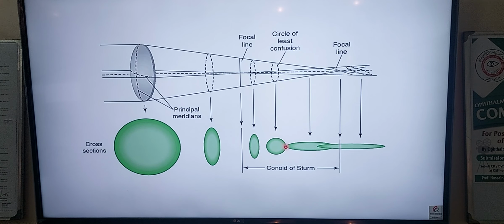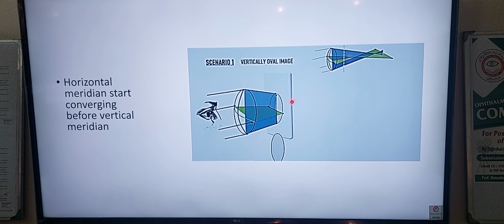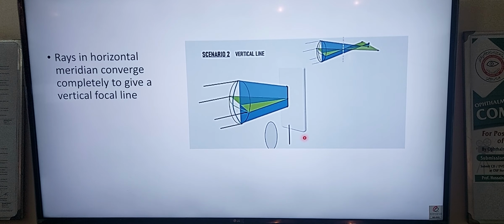Now let's discuss these cross sections in detail. First, take this example. The horizontal meridian has more power and the vertical has less power. If we put a screen at different points in the conoid of Sturm, we will get different cross-section images. At this point, we will get a vertically oval image. The horizontal meridian is starting to converge like this, and the vertical meridian is still diverging, so we will get a vertically oval image. At this point, we'll get a vertical line because rays in the horizontal meridian are completely converged and they will give a vertical focal line.